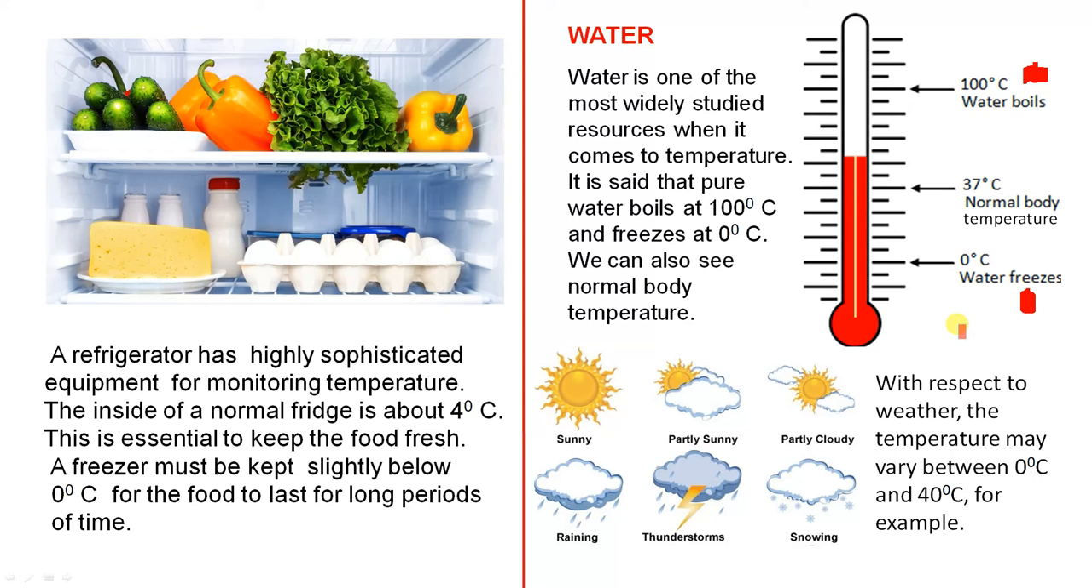With respect to weather, the temperature may vary between 0 degrees Celsius and 40 degrees Celsius, for example. Now these are just two extremes, but it is possible, and you will have seen in many countries, that the temperature could be minus 10 degrees or minus 20 degrees Celsius or even lower. And in some countries, especially in the desert, you can get temperatures well over 50 degrees Celsius. And these are just some examples here of what can happen on any particular day.